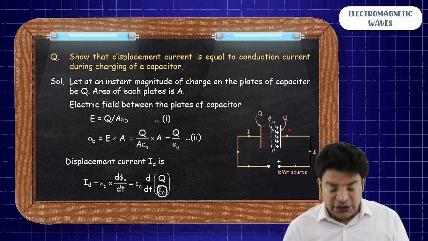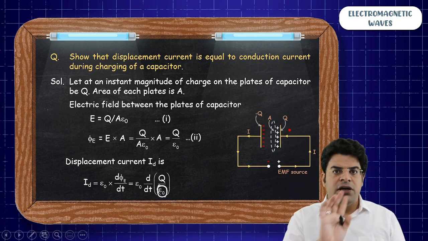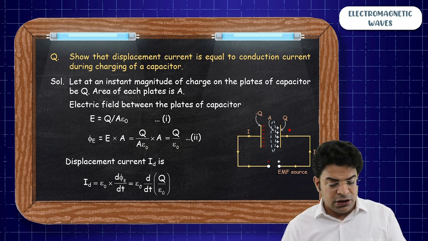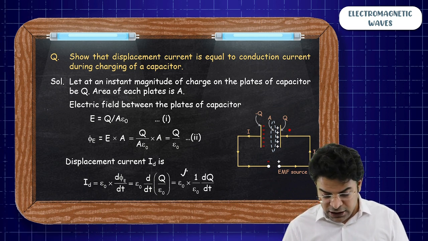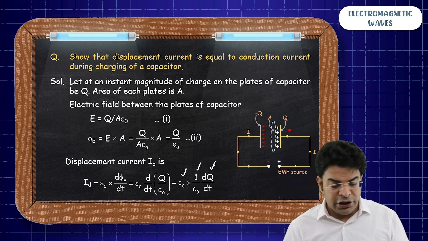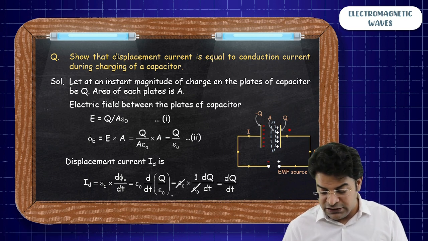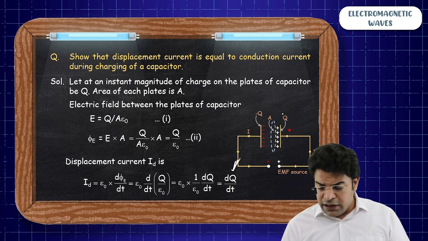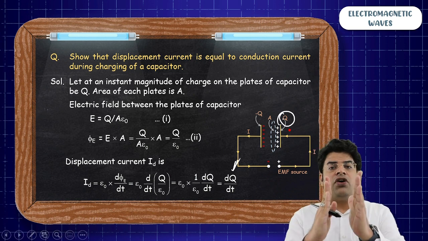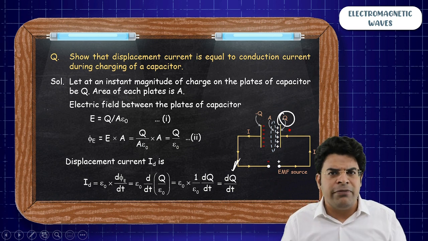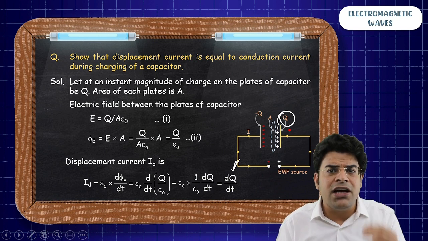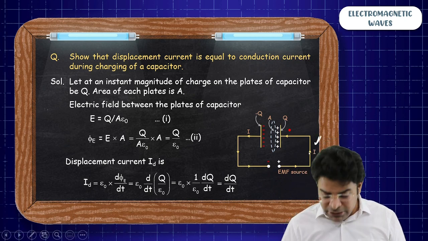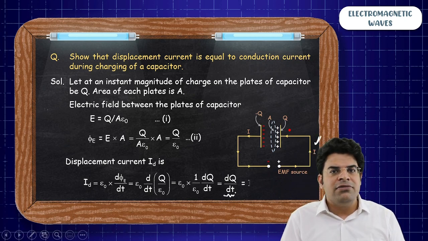This epsilon naught is constant, so it can be taken out of the differentiation. Once you take it out, these two epsilon naught get cancelled. So what you get is epsilon naught times 1 by epsilon naught times dq by dt. If you cancel them, it's nothing but dq by dt. What is dq by dt? The rate of change of the charge on the capacitor plate with respect to time. Who is changing this charge on the capacitor plate? Sir, the current through the conducting wire. So dq by dt is nothing but the conduction current.